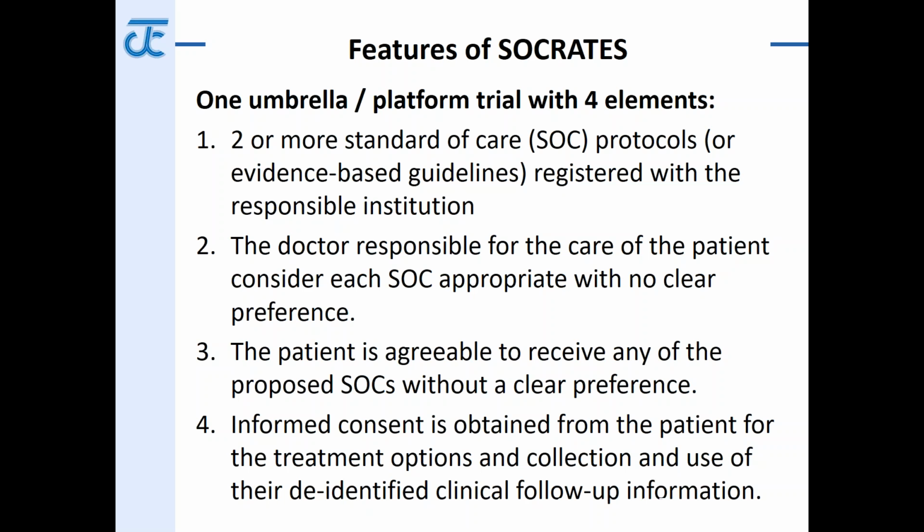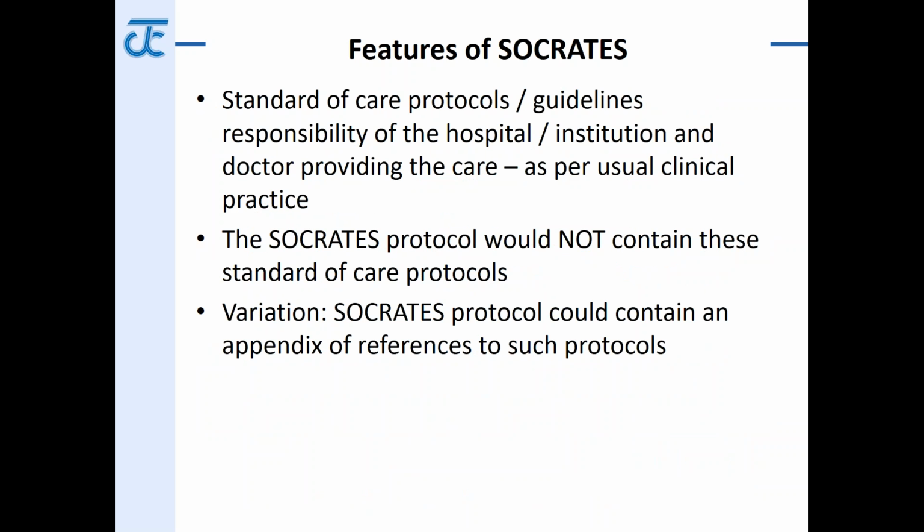Next, the patient also needs to be agreeable that receiving one of these options would be appropriate and without a clear preference. And finally, this model looks at having informed consent from each patient for the treatment options and the collection of de-identified clinical follow-up information. So that's all there is to it. But the question is, how do you actually then put that into practice?